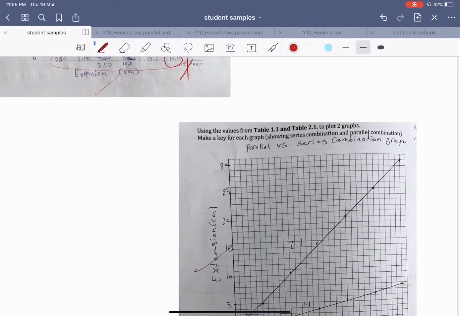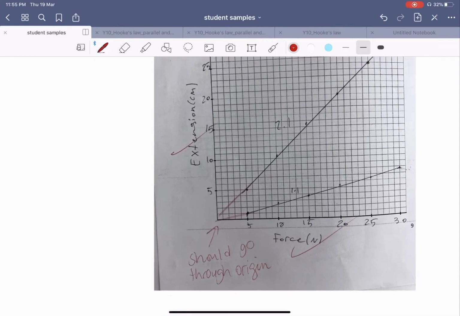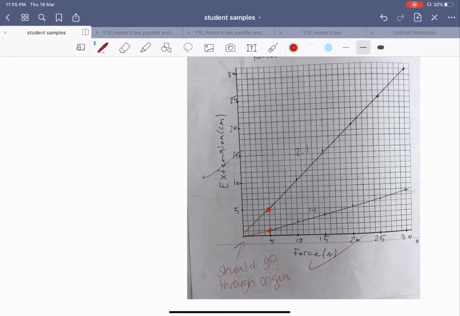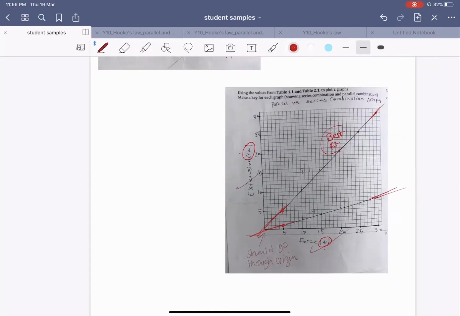Also, what I also got in a lot of papers was stopping the graph on the last point. I don't know why. That's Hooke's law, so it should be something familiar. We know that it should go through the origin. So you need to continue it. And if not, then it's a best fit line. A best fit line doesn't end at a specific point. It should continue. Okay?